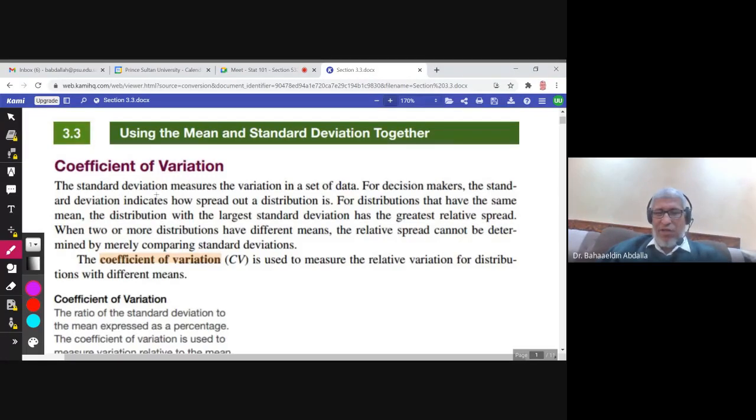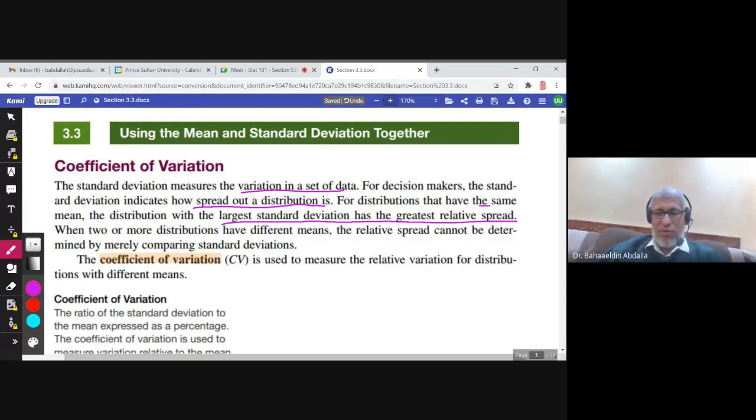The standard deviation measures the variation in the data. We studied this in 3.2. For decision makers, the standard deviation indicates how spread out a distribution is. So it measures the variation or the spread. For distributions that have the same mean, the distribution with the largest standard deviation has the greatest relative spread.